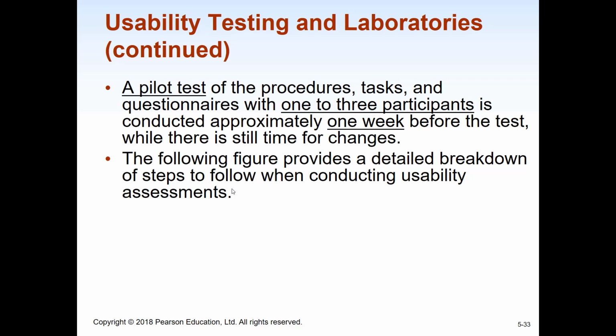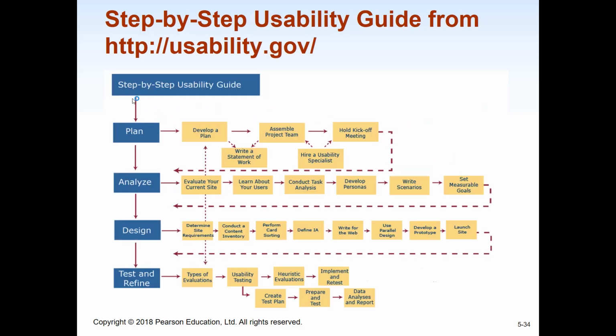The following figure provides a detailed breakdown of steps to follow when conducting usability assessments. They are broken down into steps: plan, analyze, design, test, and refine, and each one of these steps has its own tasks: developing a plan, writing a statement of scope of work, and so on. You can go through them by yourself. But it is important to know that it has to be iterative and tested at each step or each stage in order to go to the next one until you reach the test stage.